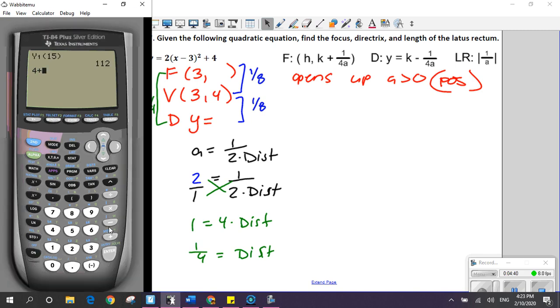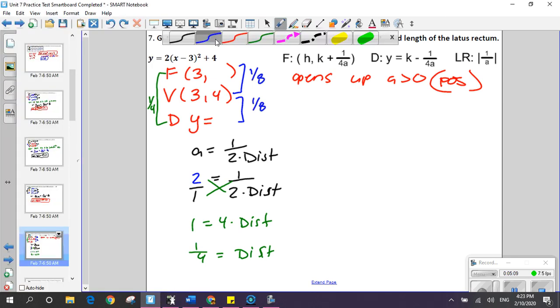So 4 plus 1/8 is 33/8. That's the y value of our focus. Again, I'm going to have to subtract if I want the y value of the directrix. So it's 31 eighths. So 33 eighths for the first one and 31 eighths for the bottom one. So here's my focus. Here's my directrix.